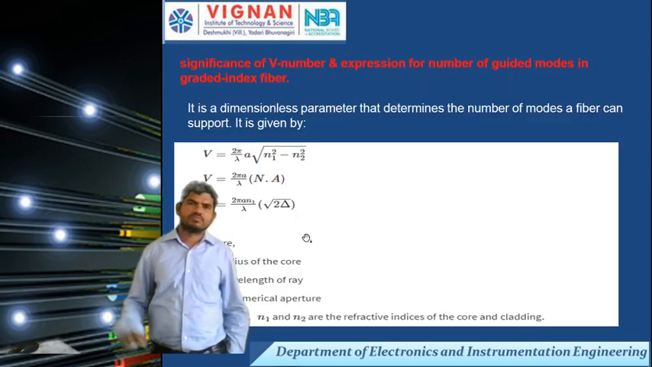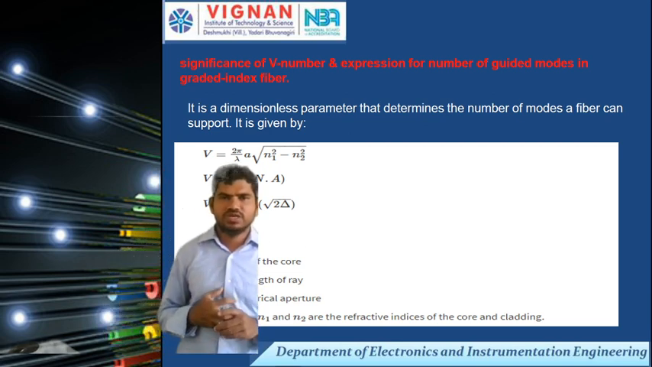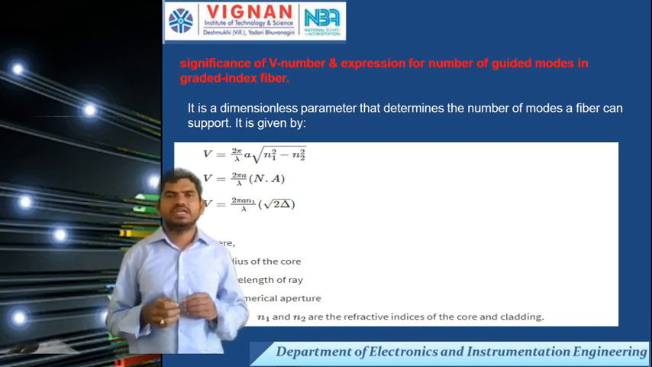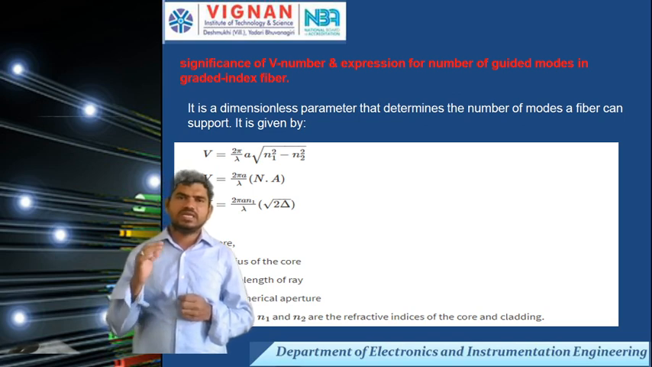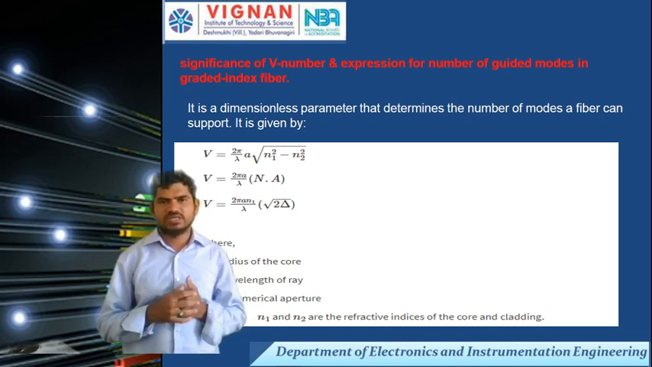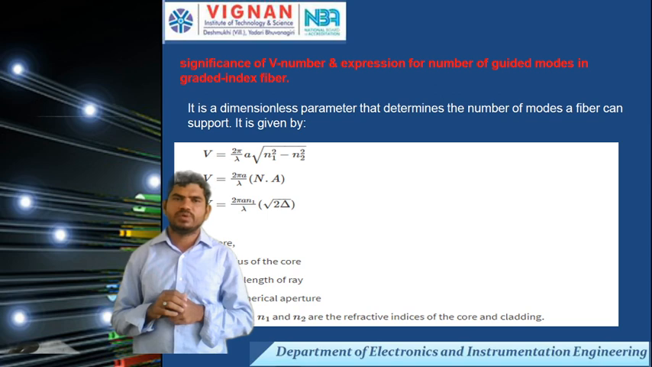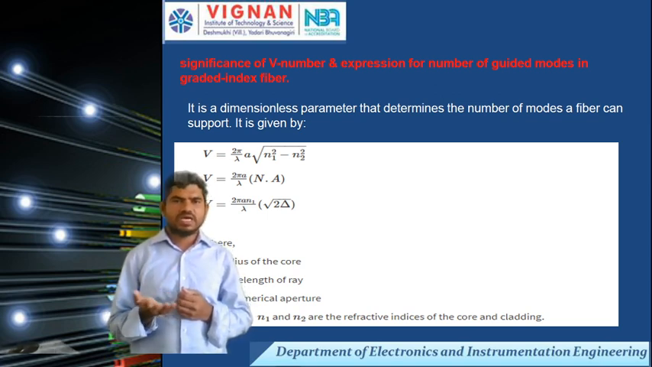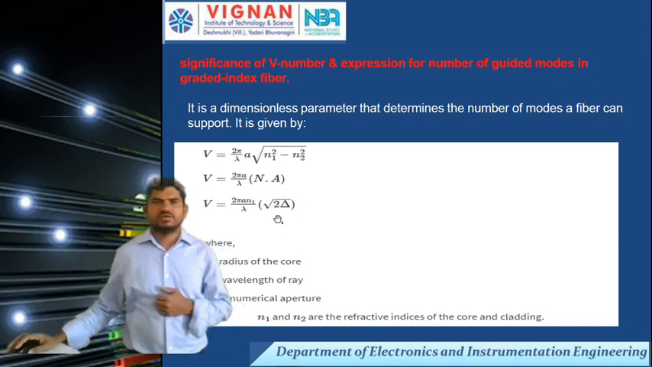Next, the significance of the V number and the expression for the number of guided modes in a graded index fiber. In a graded index fiber, the V number is a dimensionless parameter. It determines the number of modes the fiber can support. By using the V value, we calculate with different formulas for a graded index fiber.